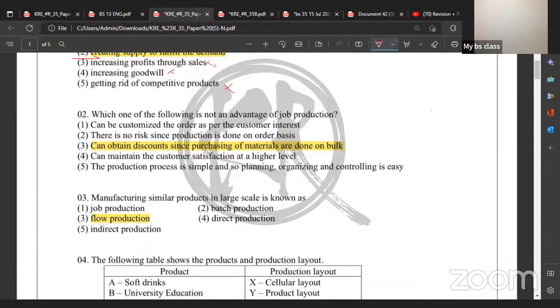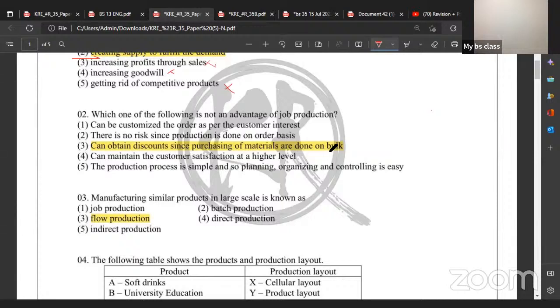Question number 2. Which one of the following is not an advantage of a job production? Right now, guys, as you remember the 3 types of the jobs that we talk about, the production methods, right, coming out of the job production, and then you have the batch production and the flow production, examples, characteristics, advantages, disadvantages. I hope you remember those areas. Now, which of the following is not an advantage of the production?